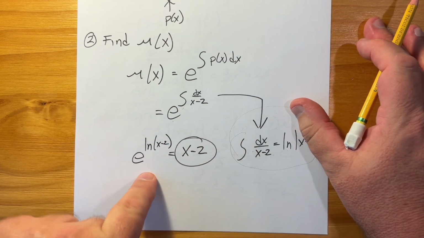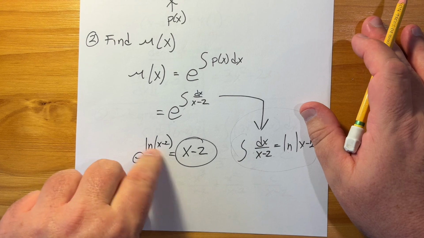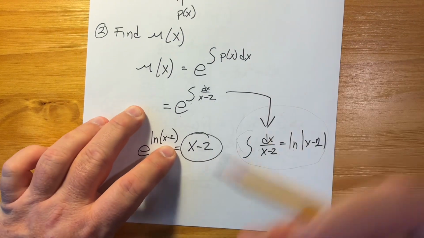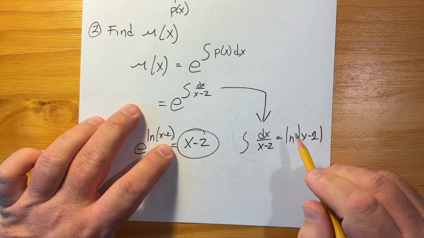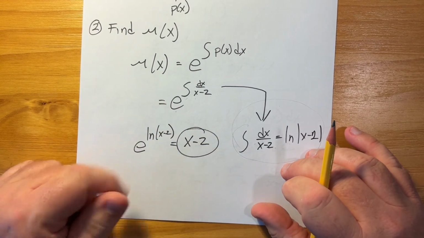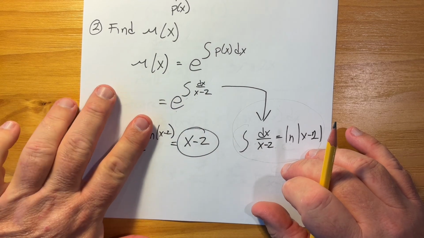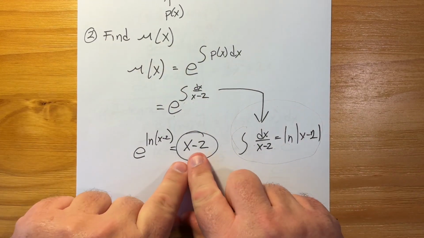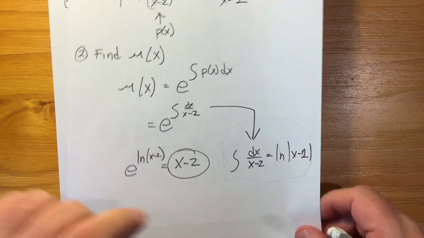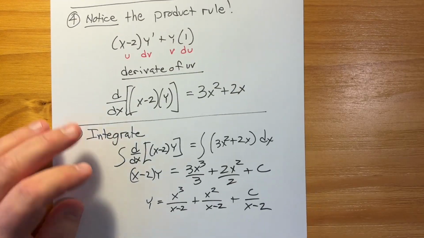When I plug that in here, I have e to the ln of x minus 2. I think the problem, I didn't write it here, said to just assume that x is bigger than 2, meaning we can get rid of the absolute value brackets. We don't need to carry them over. Remember, e to the ln, they cancel. So then my mu of x is just x minus 2. So we've identified that. Then we go back.